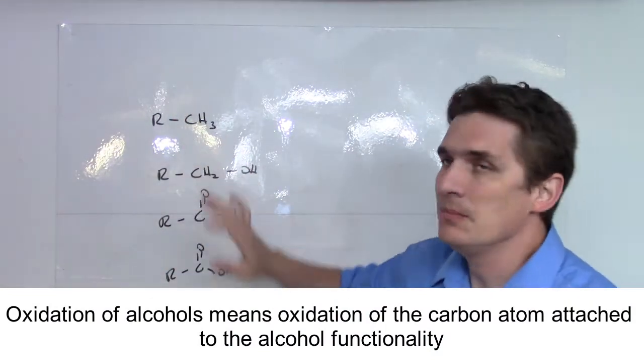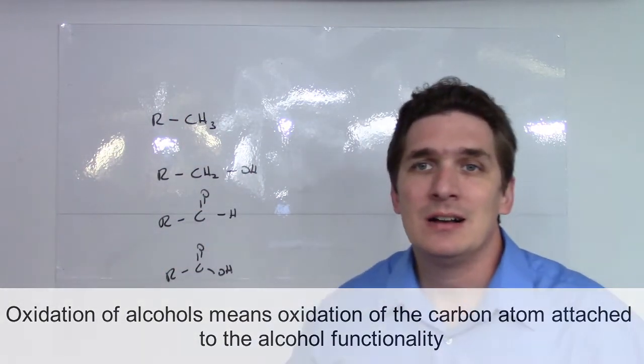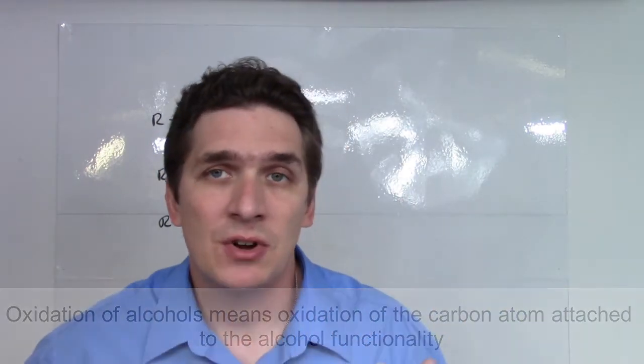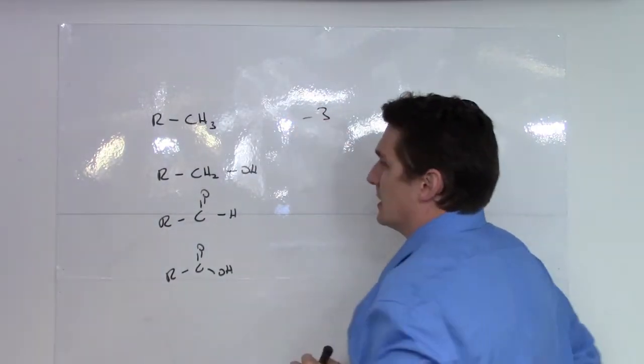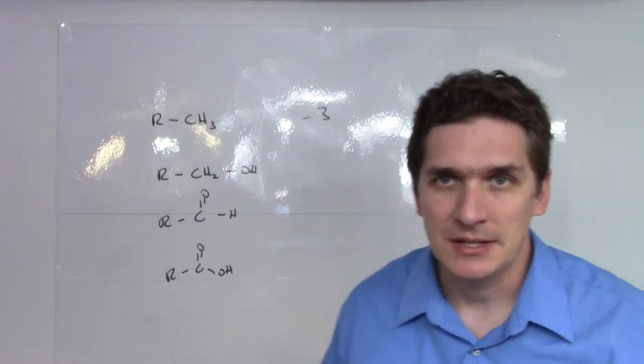The first is just a terminal methyl group. Now if we were to look at the oxidation state, the actual charge of carbon, assuming that all bonds here were purely ionic, we would see carbon here is in a -3 oxidation state.